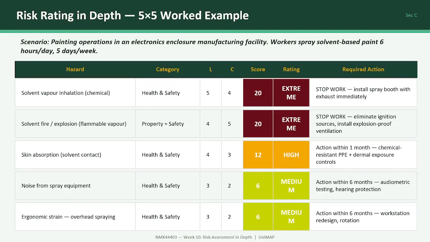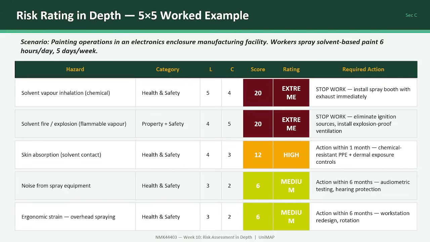Here is the 5x5 matrix applied to a real industrial scenario. The setting is a painting operation at an electronics enclosure manufacturing facility. Workers are spray painting metal enclosures with solvent-based paint for 6 hours per day, 5 days per week. There is currently no dedicated spray booth and no forced ventilation.